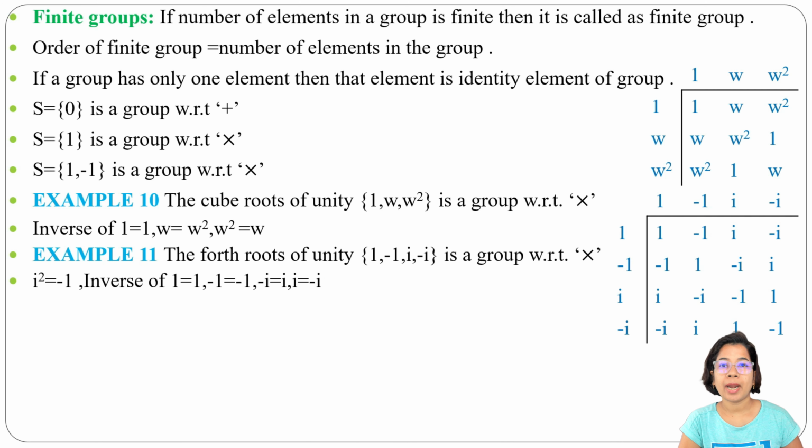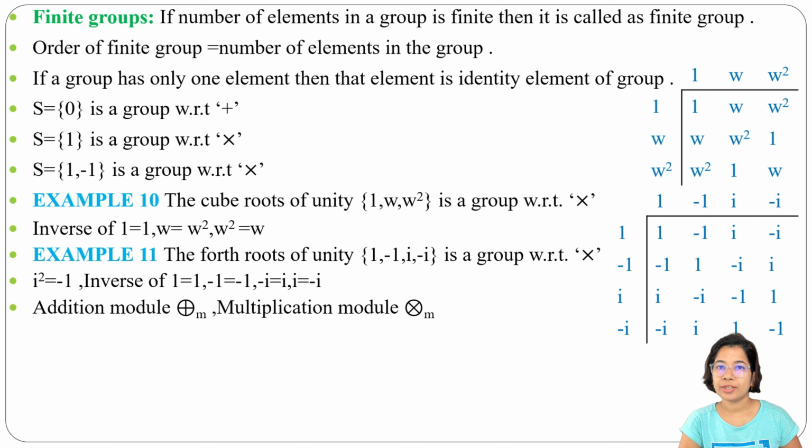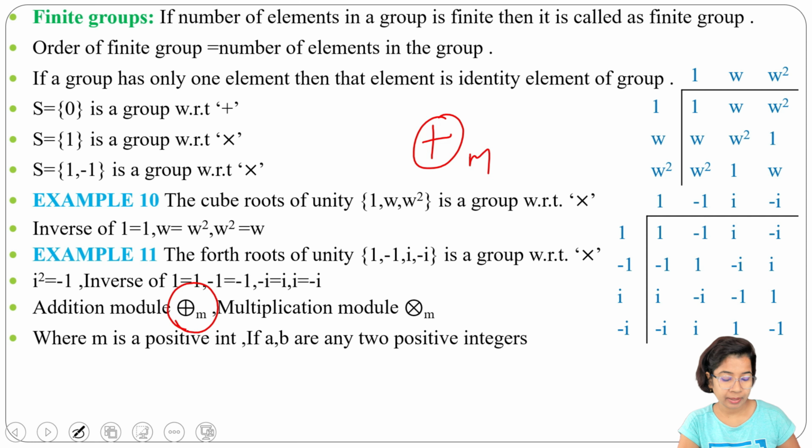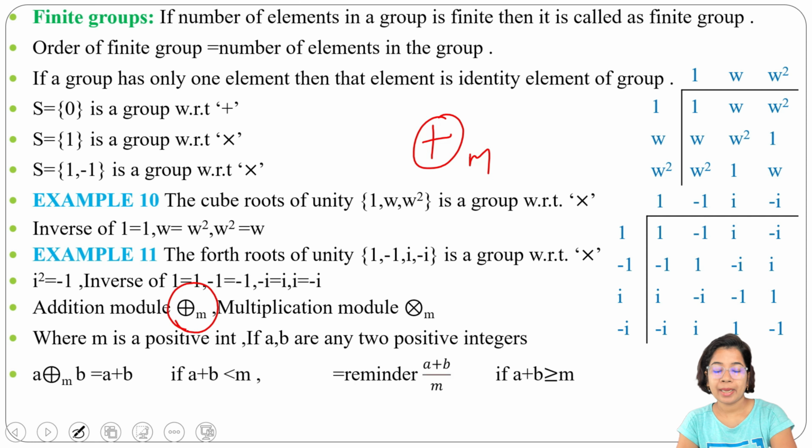We can also do addition modulo and multiplication modulo. Here m is a positive integer and let's consider a, b as some integers. Now addition modulo. Addition modulo we can represent by this symbol, plus surrounded by a circle. Here we write the modulus. So a addition modulo m b equals a plus b if a plus b is less than m, else it will be the remainder of a plus b divided by m if a plus b is greater than or equal to m.